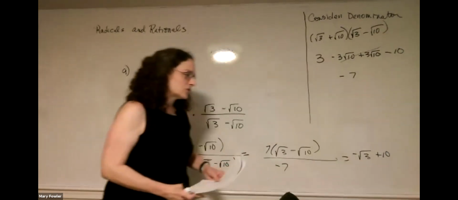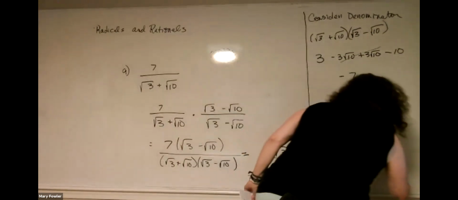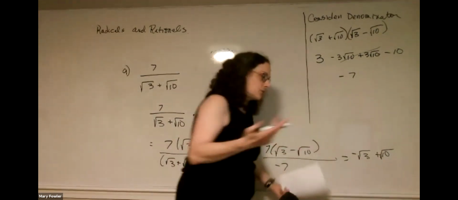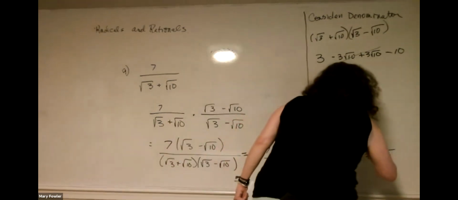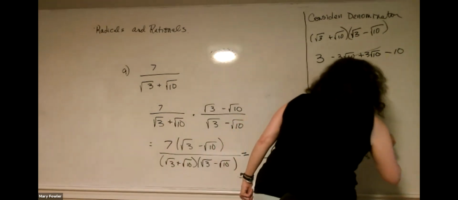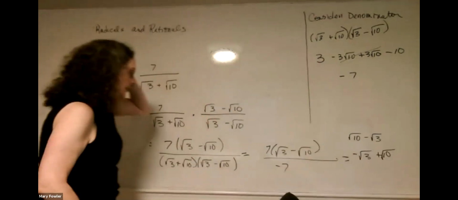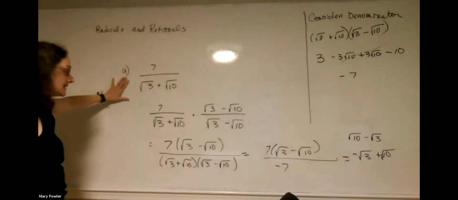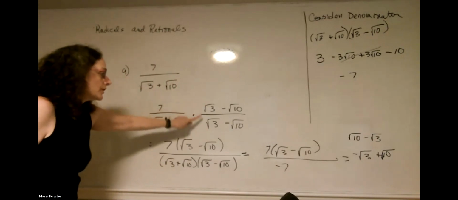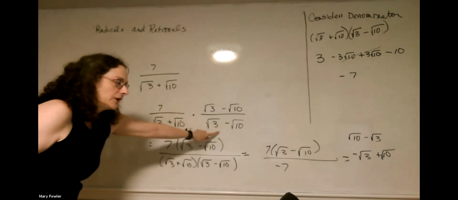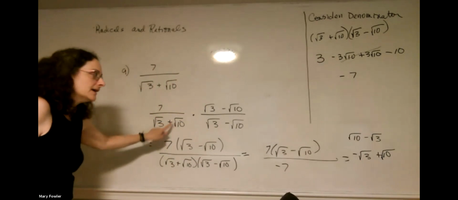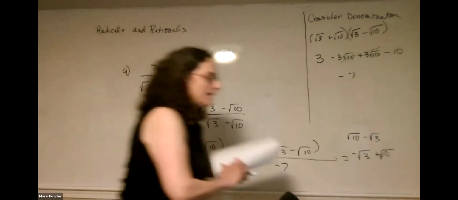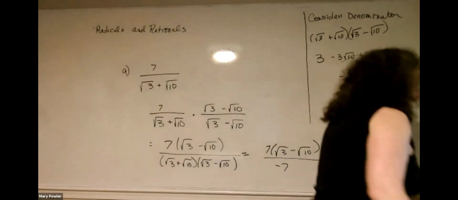Of course, you can also express it as square root of 10 minus square root of 3. Some people like to have the negative in the middle, but that's okay either way. All right. Rationalizing a denominator: multiply numerator and denominator by the conjugate. That is, flip the middle sign, and multiply numerator and denominator by that value with the middle sign flipped.